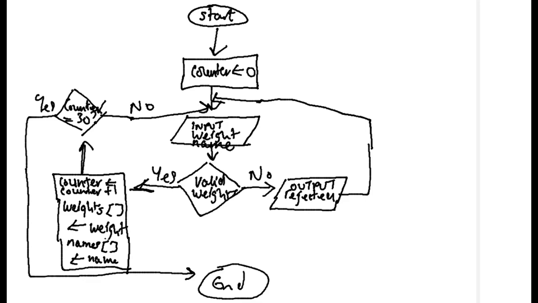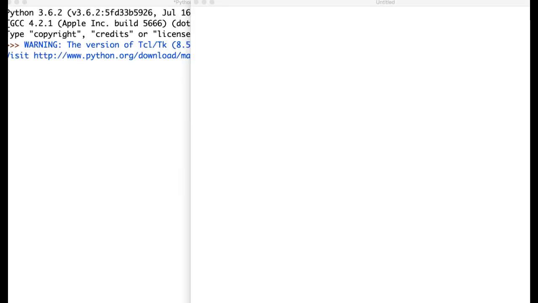Let's have a look at trying to code this now. Okay, so let's start coding this. We know from that flowchart that we need to have 2 arrays, so we might as well just create those arrays first. We have a weights array, and we also are going to have a names array for our class.